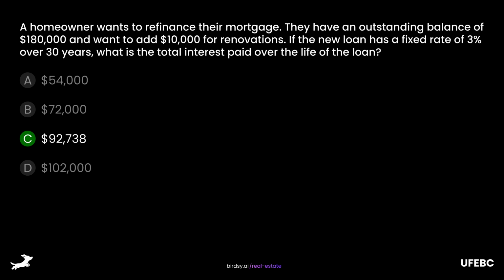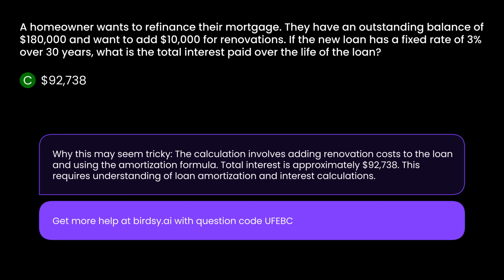$92,738. Why this may seem tricky: the calculation involves adding renovation costs to the loan and using the amortization formula. Total interest is approximately $92,738. This requires understanding of loan amortization and interest calculations.